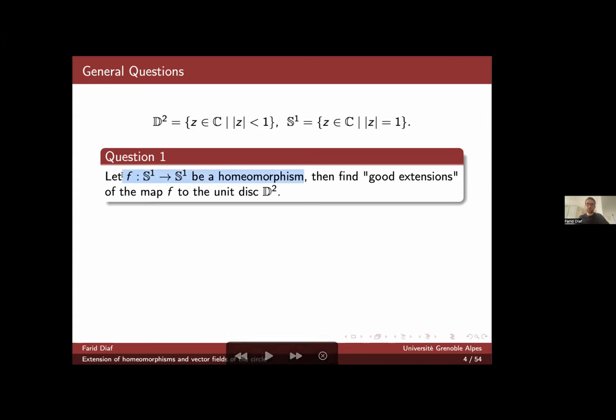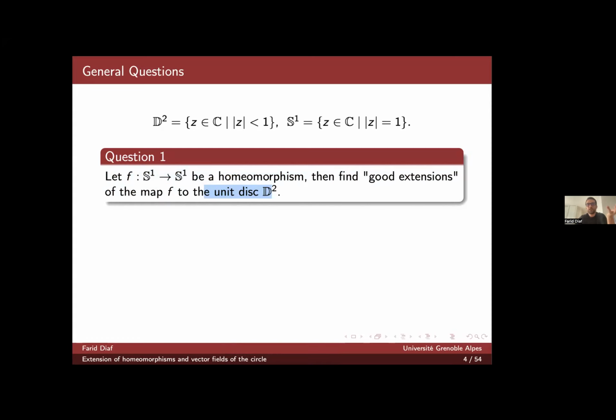sometimes you need more regularity, but not too much. I mean, we need maybe sometimes a quasi-symmetric map. Then the question or the goal is to find a good extension of this map F to the unit disk. Namely, we want to find a map from the disk to the disk which extends this map F. After that, I will explain what I mean by good, but typical class of maps that we want.